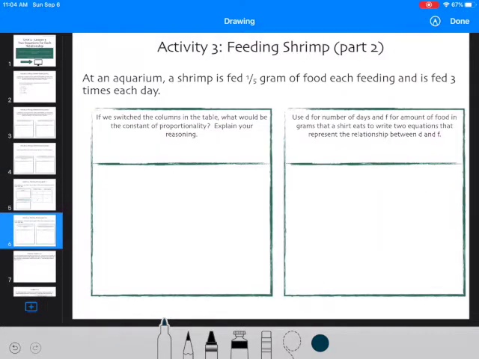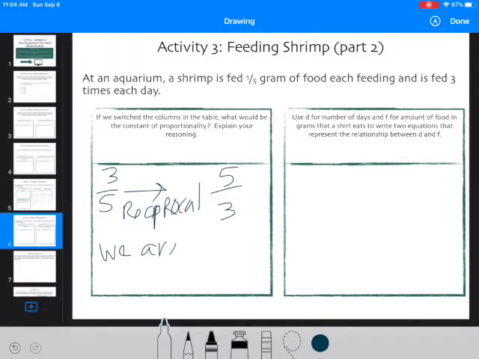So then it says, if we switch the columns in the table, what would be the constant of proportionality? Explain your reasoning. Well, if you switch it, that means that you're going from 3/5. And remember how we talked about reciprocal before? So now we're going to use the reciprocal. So it would be 5/3. Explain your reasoning. Opposite column.